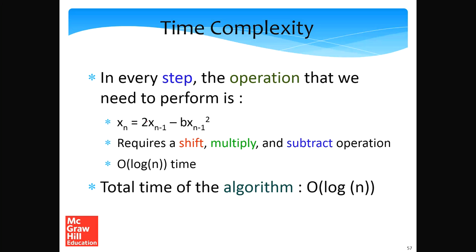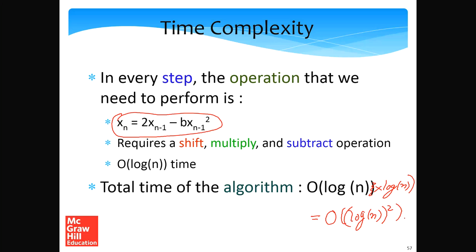In every step of the operation, we need to compute this thing. So this requires some shifts and multiplies and subtracts. So this requires order of log n time. So the total time of the algorithm, sorry, a small mistake here, is order of log n for each step multiplied with log n steps, right? Which is order of log n whole square. Alright, so this is the time. So it's same as the Goldschmidt algorithm in that sense.